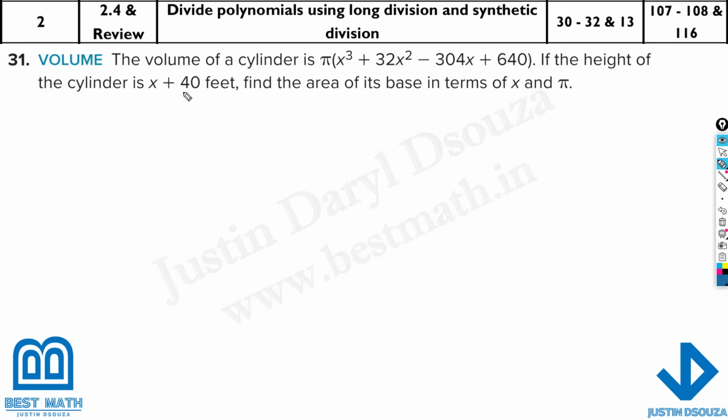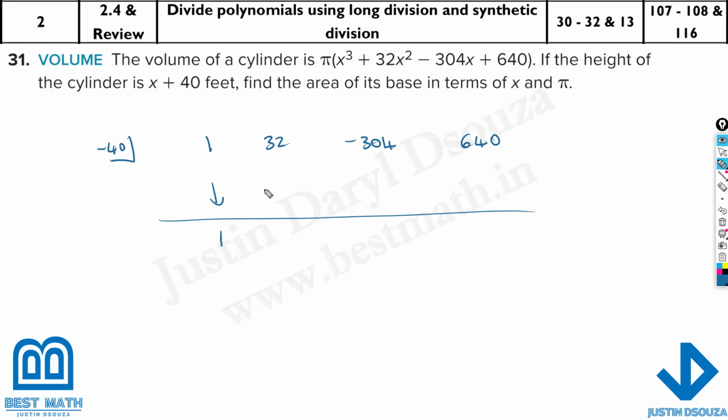So here again I'm going to use synthetic division. The coefficients over here are 1, 32, minus 304, 640. And what is it over here? It is minus 40, because x plus 40, right? It'll be minus 40. Now, let us write this down as it is.